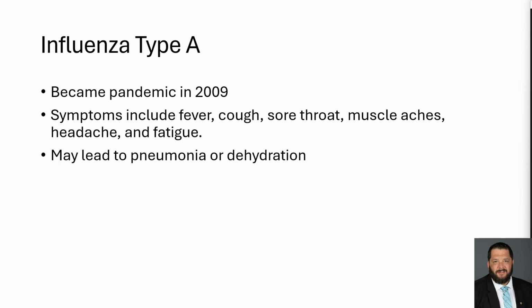Influenza type A is a very infectious disease that has respiratory system implications. It became a pandemic in 2009, and the symptoms include fever, cough, sore throat, muscle aches, headache, and fatigue. It can also lead to pneumonia and dehydration as well.